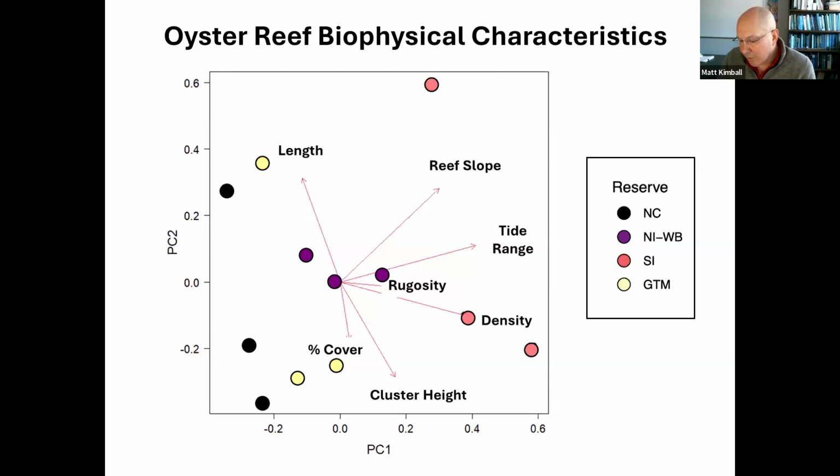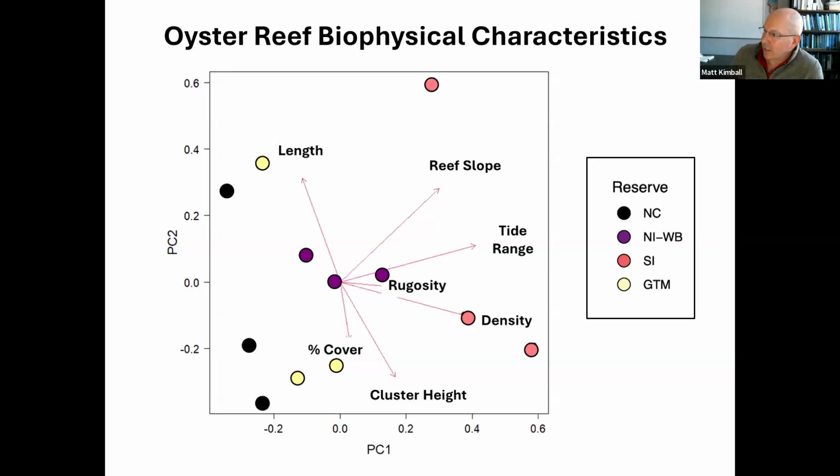This is an ordination of the reef characteristics, and each of these reserves is a different color. So there's 12 reefs represented on this. And then we put the important factors, reef characteristics, overlaid on this.